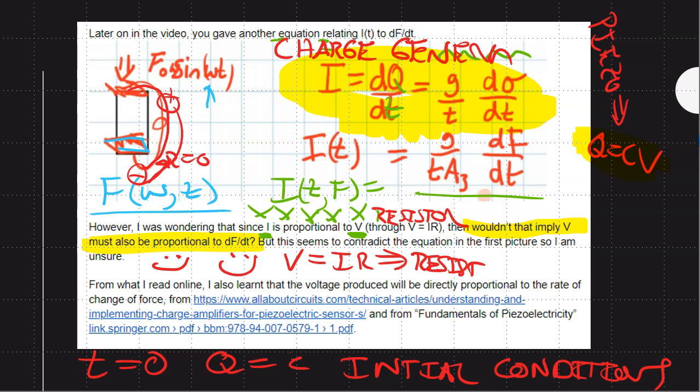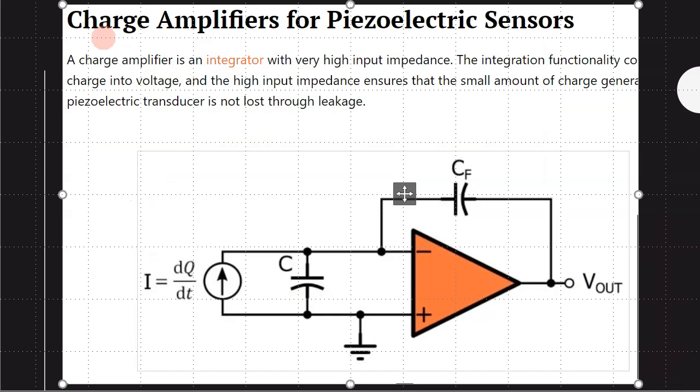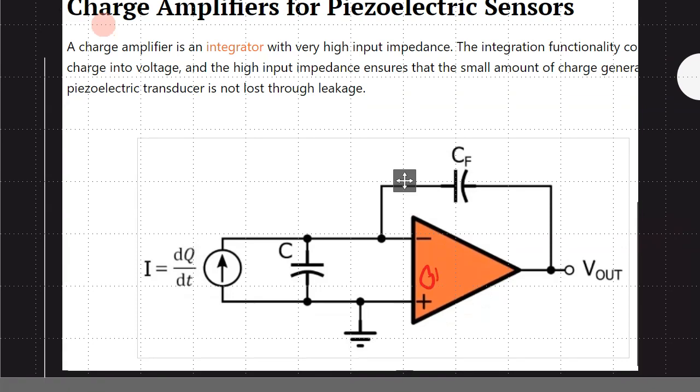So here, the user writes, what I also learned online is that the voltage will be produced directly proportional to the rate of change of force. So I'll have to look at what this writes, and I'll do that right now. So this specific article talks about an op-amp configuration with an integrator, which then would lead to the change in force being related to the change in voltage.